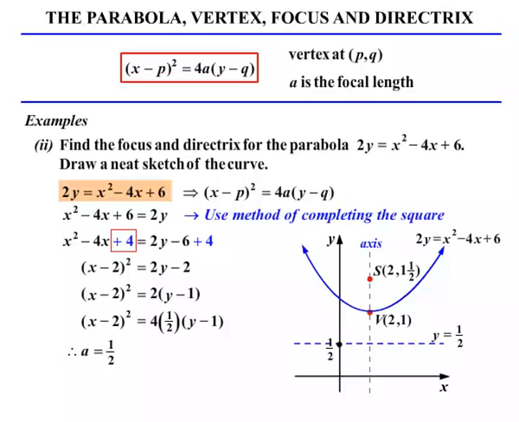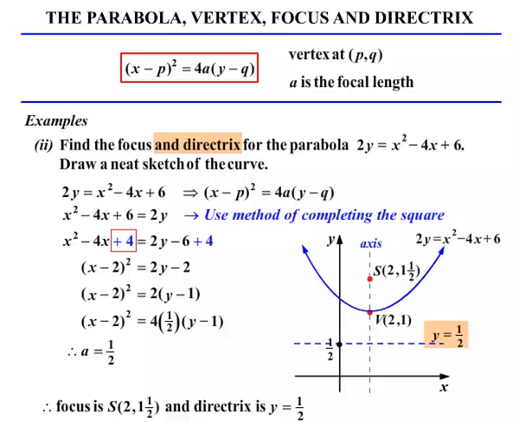Again, last step, let's just write down the equation on the graph. Excellent. Now, find the focus. We better write down the answer. The focus there from the graph, obviously, 2, 1.5, and the directrix, y equals 1/2.